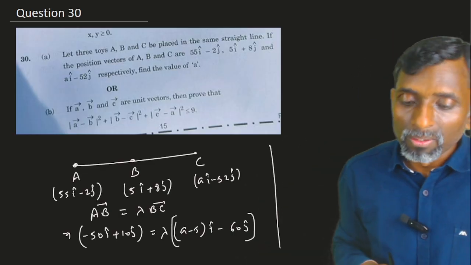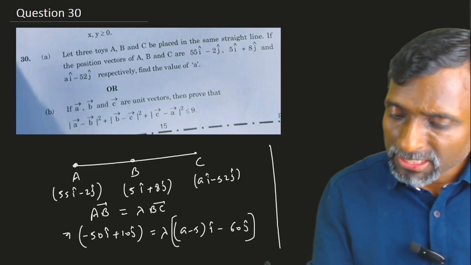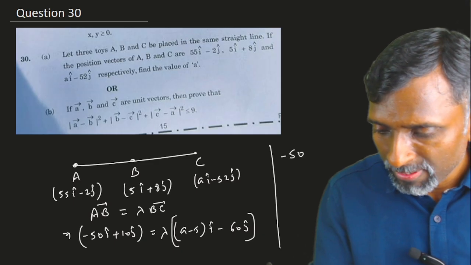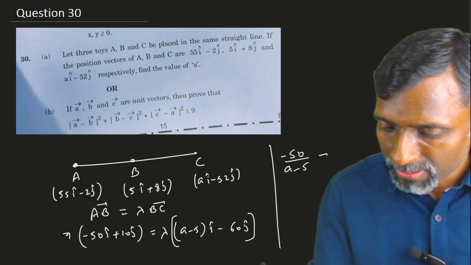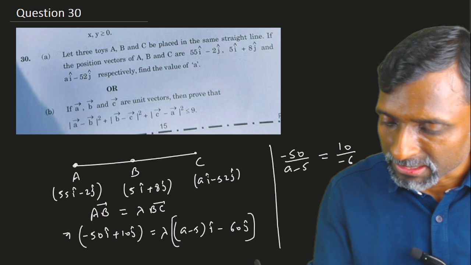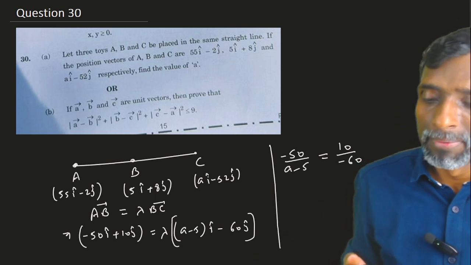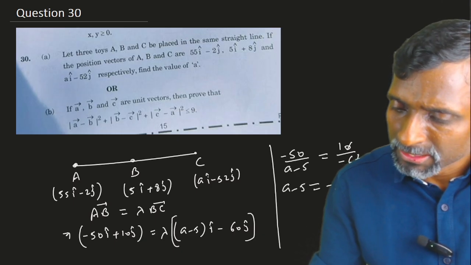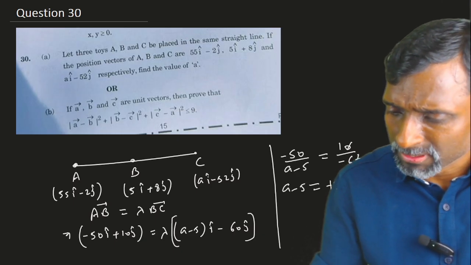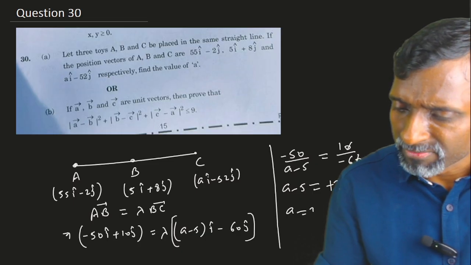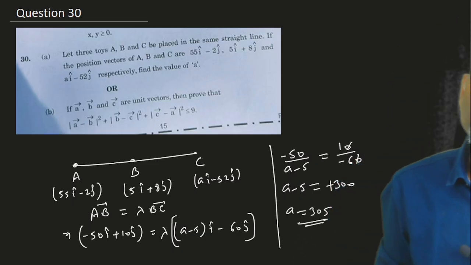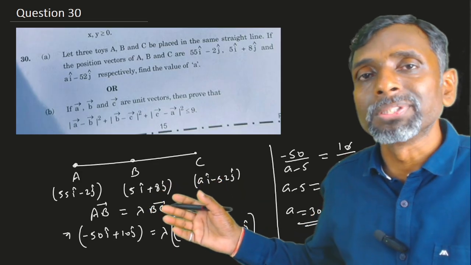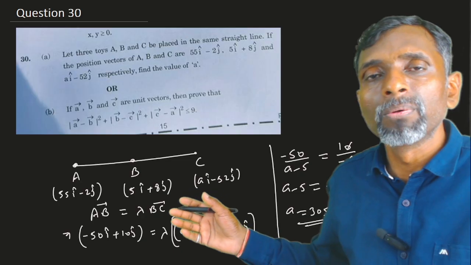We don't know the exact value of lambda, but we can say the ratios are the same. We can equate it: minus 50 divided by a minus 5 is equal to 10 divided by minus 60. Ratios must be the same, so we can cancel it out. So a minus 5 can be written as plus 300, and a can be written as 305. This is the value of a in this question. So it is a very simple question based on the basic position vector concept: the 3 points are collinear, AB vector is equal to lambda BC vector.